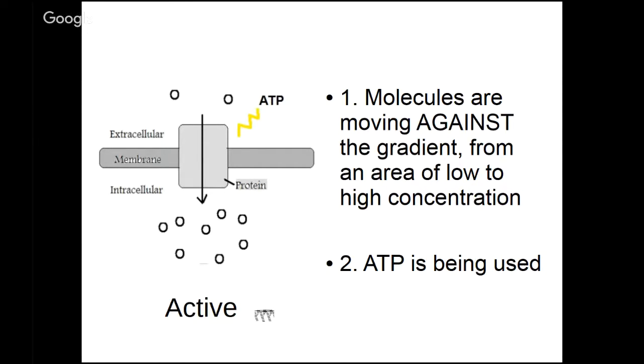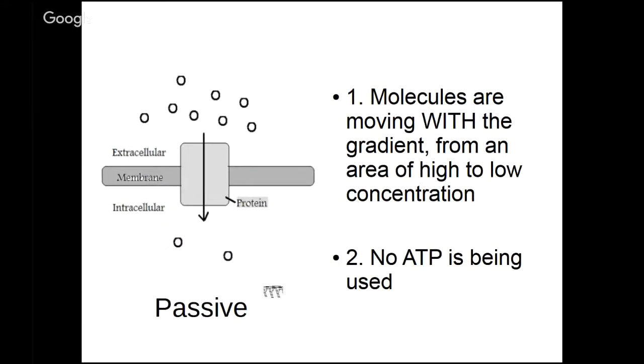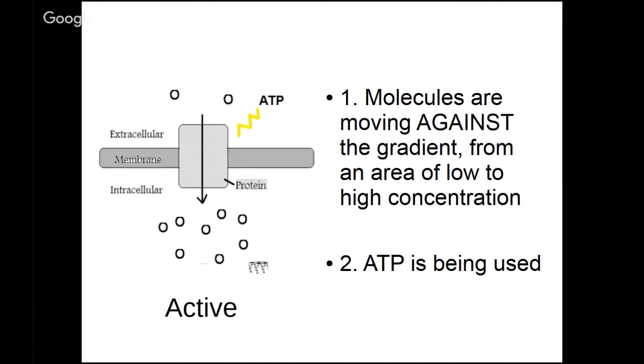Now, one thing that often confuses students is the fact that there is a carrier or a channel protein involved in both of these examples. So you see it here in the active transport, which is very common. But I also included a protein in the passive transport, and that can also happen. Just because you see a protein being used, that doesn't necessarily mean that it's active transport.